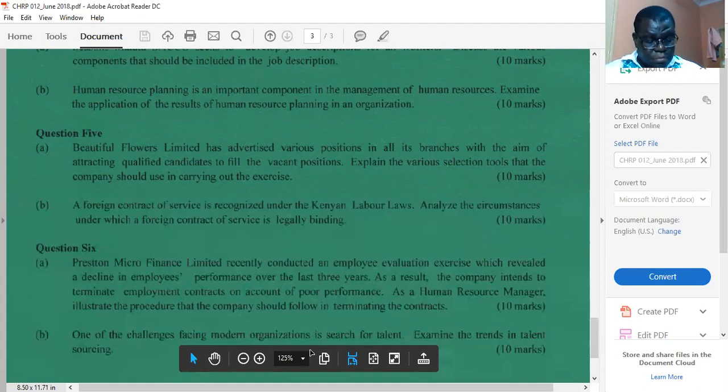Preston Microfinance Limited recently conducted an employee evaluation exercise which revealed a decline in employees' performance over the last 3 years. As a result, the company intends to terminate employment contracts on account of poor performance. As a human resource manager, illustrate the procedure that the company should follow in terminating the contract.